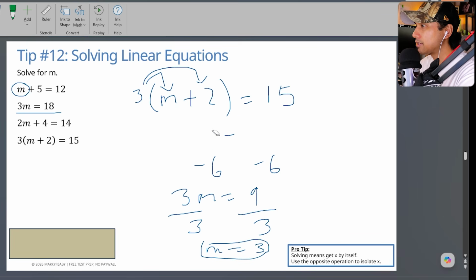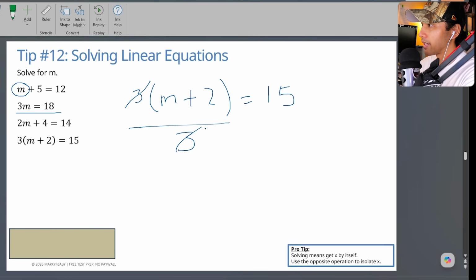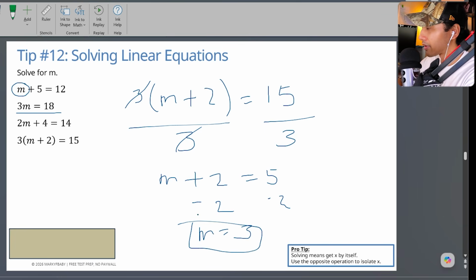There's another way to do this. Since 3 is multiplied by what's in parentheses, you could divide everything by 3. Then you're left with m plus 2 equals, what is 15 divided by 3? That is 5. And then you could minus 2, m equals 3. And we got 3 for both. So there's two ways to do this. You could distribute the coefficient, or you could just get rid of it from the get-go.